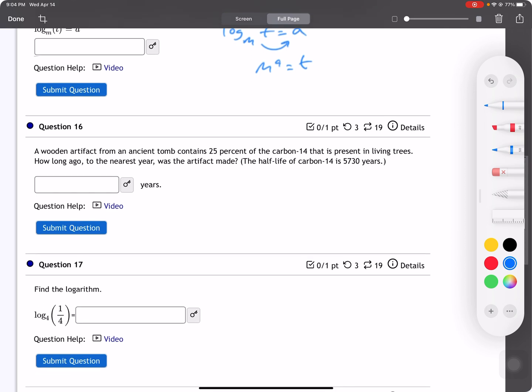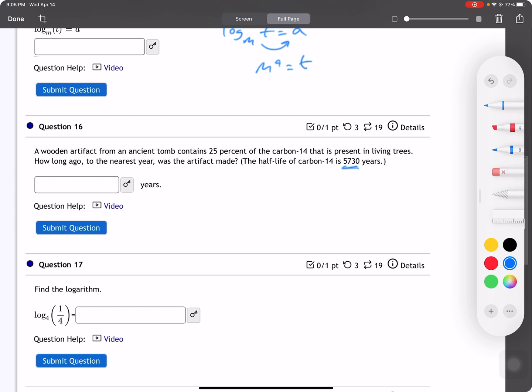Okay, so jumping to exponentials, solving exponentials. A wooden artifact from an ancient tomb contains 25% of the carbon-14 that is present in living trees. How long ago, to the nearest year, was the artifact made? The half-life of carbon-14 is 5,730 years.